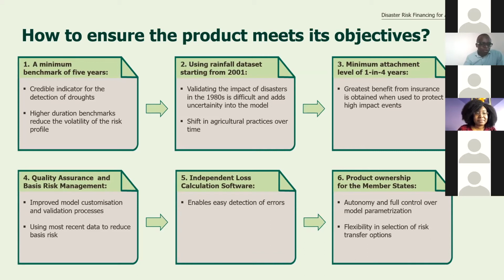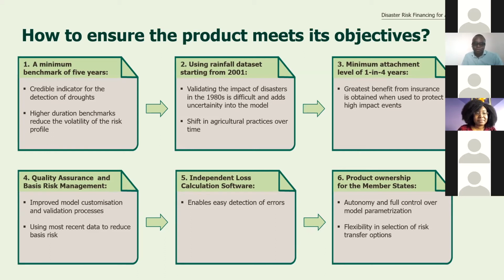And we're also trying to use the most recent data sets to reduce basis risk. In terms of the model itself, we also use what we call independent loss calculation, just to make sure that our platform, Africa Risk View, which I mentioned earlier, is accurate. We always do that just to make sure that we are not making any sort of errors.